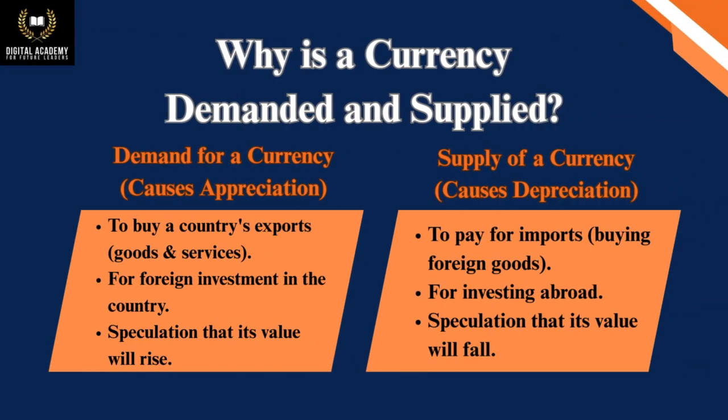Why is a currency demanded and supplied? Demand for a currency causes appreciation: to buy a country's exports, goods, and services, for foreign investment in the country, and speculation that its value will rise. Supply of a currency causes depreciation: to pay for imports, buying foreign goods, for investing abroad, and speculation that its value will fall.